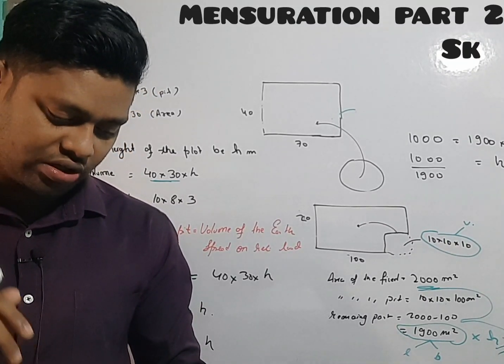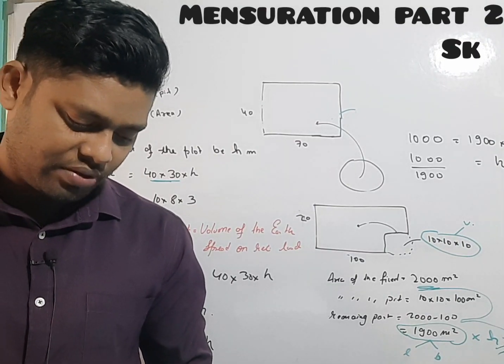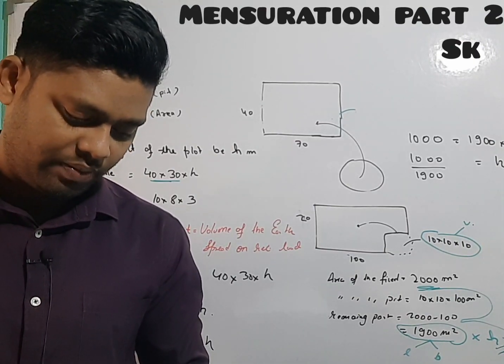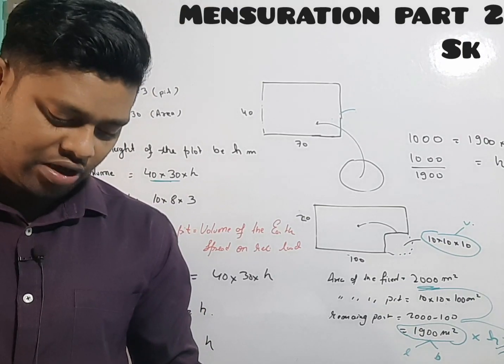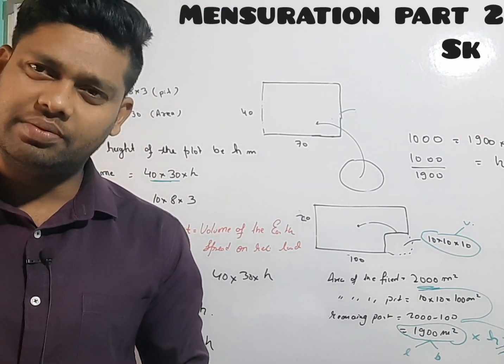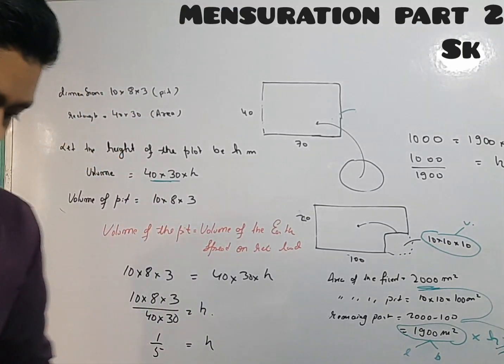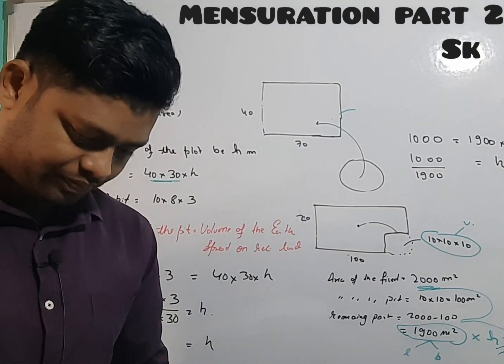The height is 8 centimeter. If you are getting it in meter, your answer will be 2 by 25, or if you are getting it in centimeter it will be 8 centimeter. Everything is okay. Okay, so the next one.